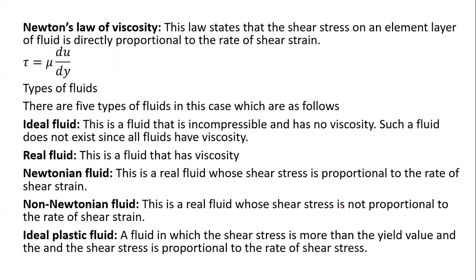Then we also have an ideal plastic fluid. So here, we have a case where the shear stress is more than the yield value. But that shear stress is also proportional to the rate of shear strain. This one is supposed to be strain. A small correction, that should be strain. That is our ideal plastic fluid.